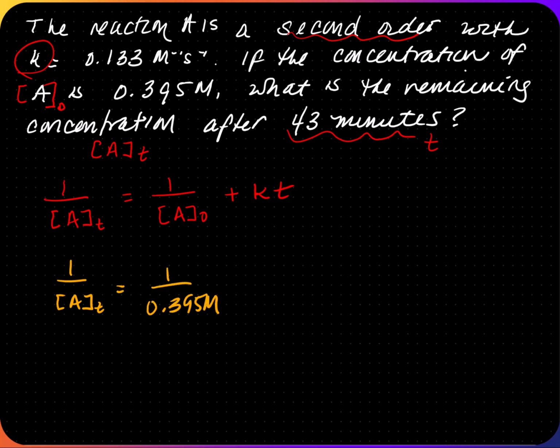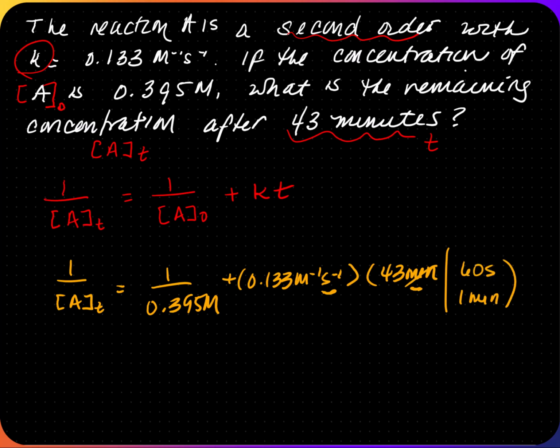0.395 molars plus 0.133 molars to the negative first, seconds to the negative first, times 43 minutes, which needs to be converted because this is in seconds and this is in minutes, so the units have to be the same. I'm going to convert my minutes, so the units cancel. 1 minute has 60 seconds.